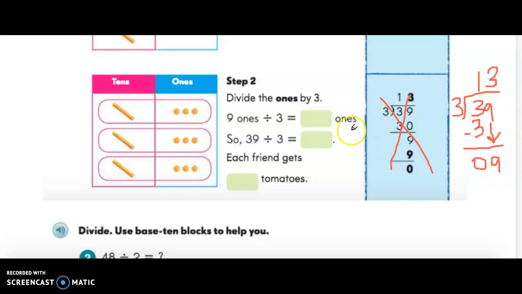And then what you do is you take the number you put just up here, what you divided by, and you're going to multiply it here. Same thing that we did on the last step. So 3 times 3 gives us 9. Subtract, and then we'll be left with 0, and there is nothing left to bring down. So this tells us we have a remainder of 0, and our quotient, or the answer for this, is 13.